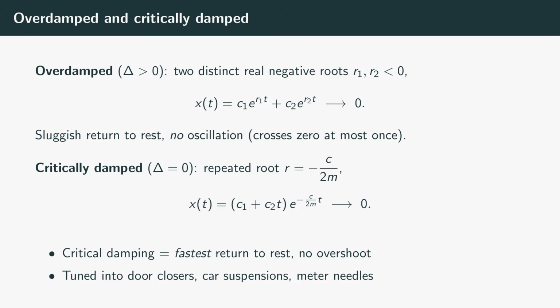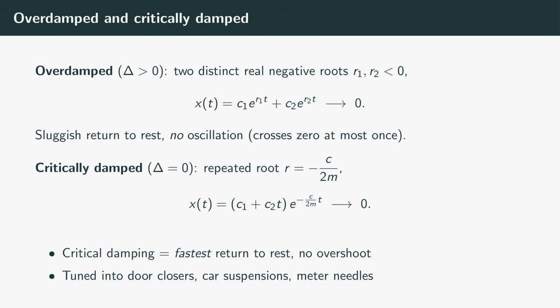Critically damped with discriminant exactly 0 gives a repeated root, minus c over 2m. As we learned for repeated roots, the solution is c1 plus c2t, all times e to the minus c over 2m t. Here is the beautiful fact: critical damping is the fastest possible return to rest with no overshoot.